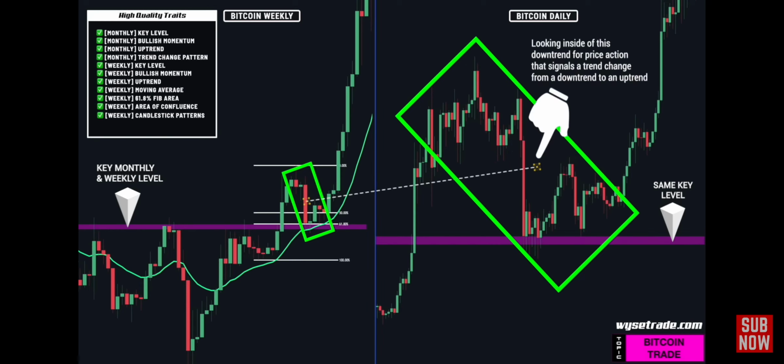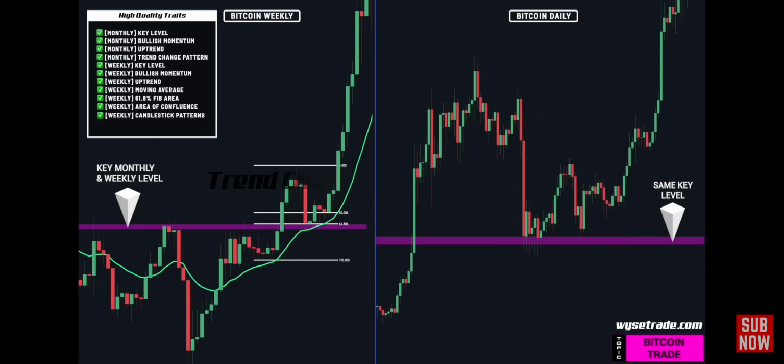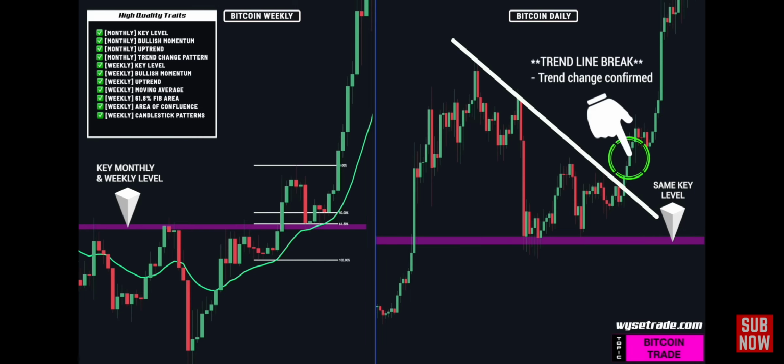So again, we are looking for price action that signals a trend change from a downtrend to an uptrend, and we got this trend change pattern in two forms. The first is the trend line break. On the daily time frame, we can easily place a trend line onto the immediate trend like this, and then once you had that trend line break, this was your first trend change confirmation.